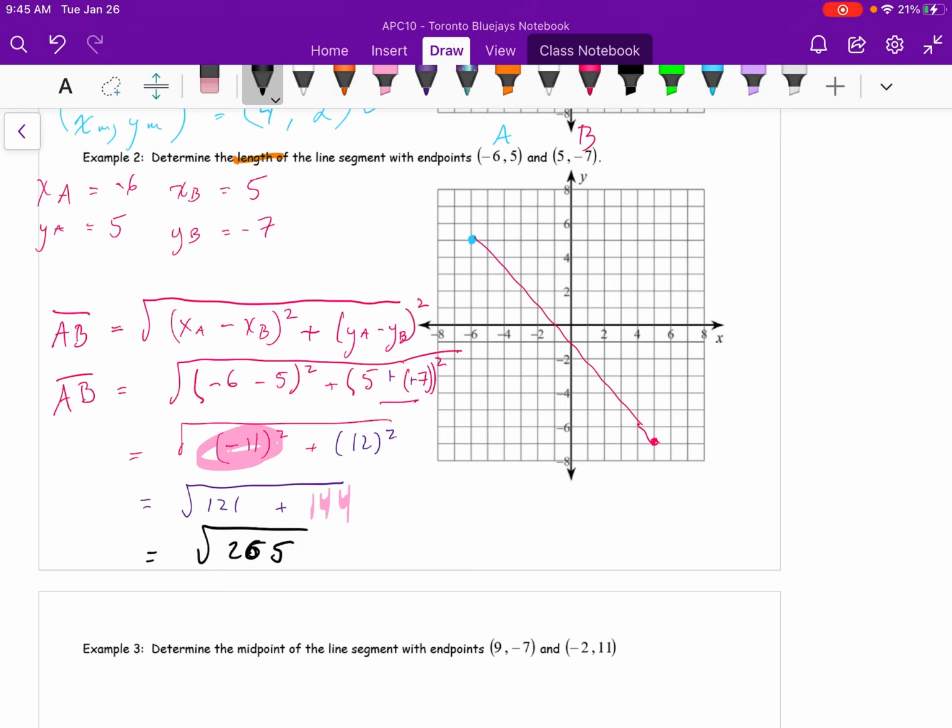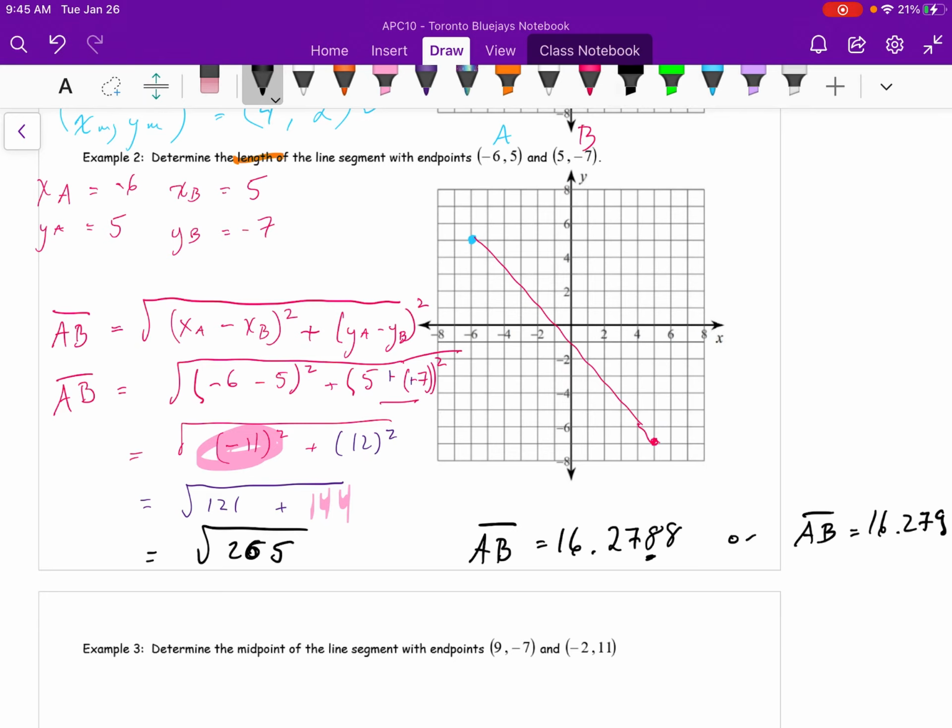Now, if I take the square root of that number, the length of AB is going to be 16.2788, or if we round it to 3 decimal places, which often we do, it is going to be 16.279. All right, I hope that helps.